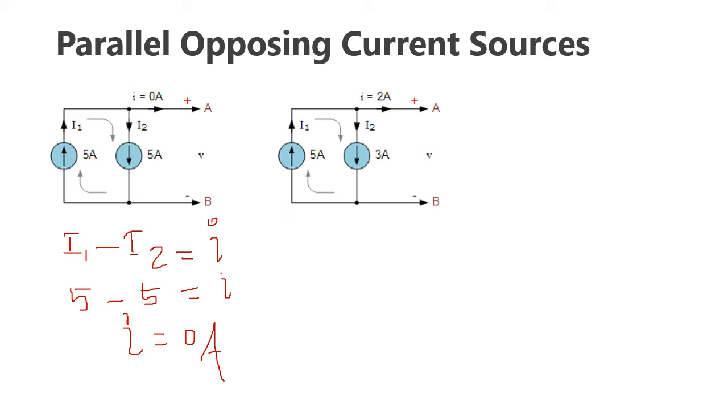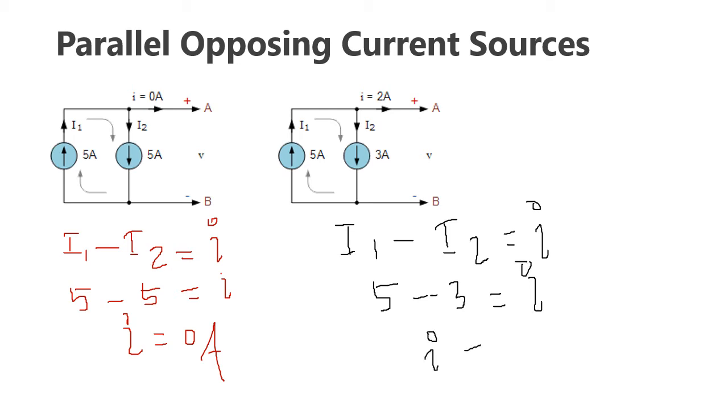Therefore, using KCL, I1 minus I2 will be equal to I. Here I1 is 5 ampere minus I2 is 3 ampere, which will be equal to the resultant current I. So I will be equal to 5 minus 3 equal to 2. The resultant current will be equal to 2 ampere. So that is what we have mentioned here.